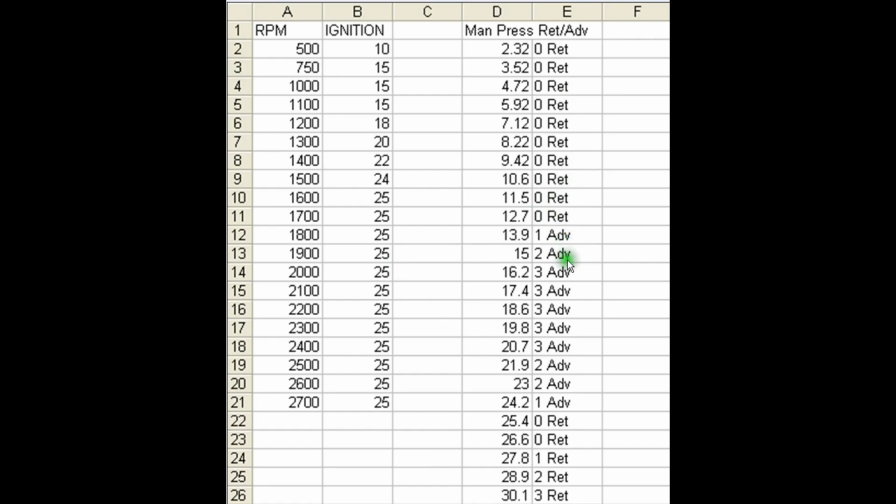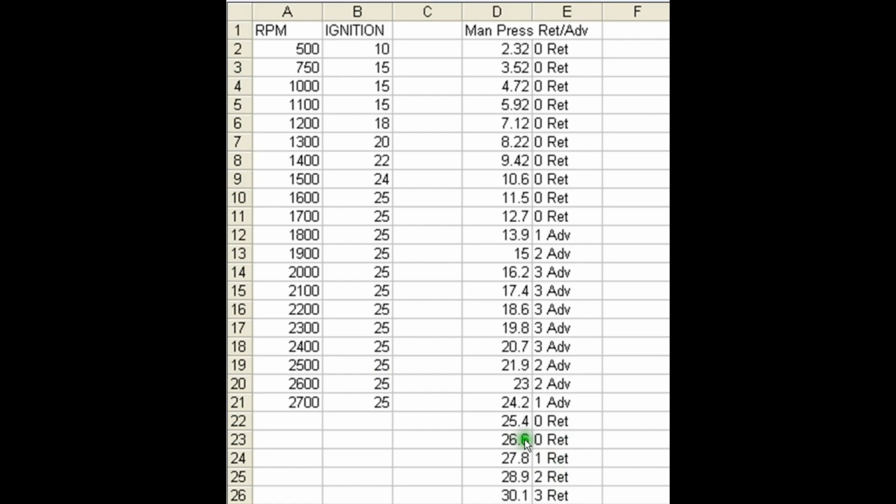So we add advance in the high altitude regime here, where even if you were wide open, you wouldn't be able to get much more than 23 inches, if you're up at 8,000 feet or something like that. And we retard the timing here at high manifold pressures, just to prevent detonation and keep the cylinder head temperatures a little cooler in the climb.